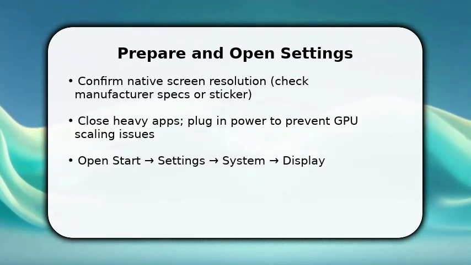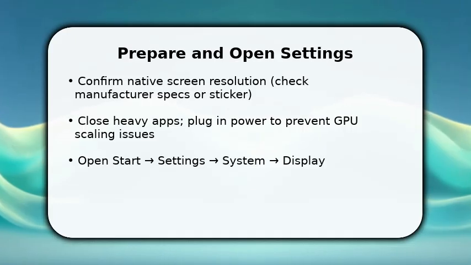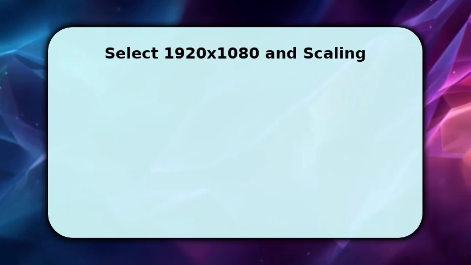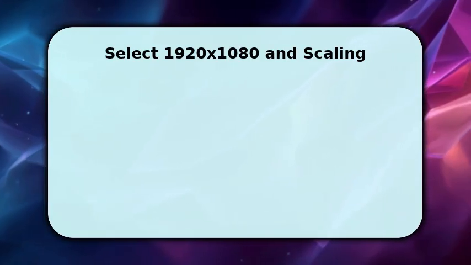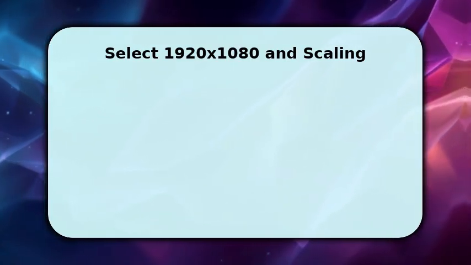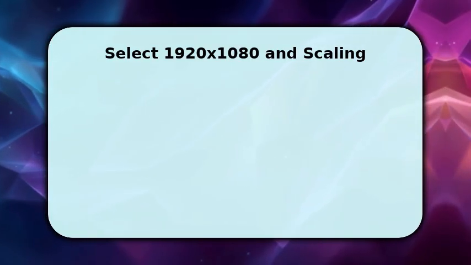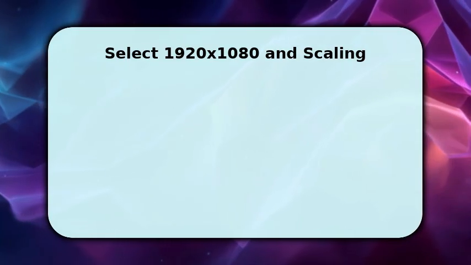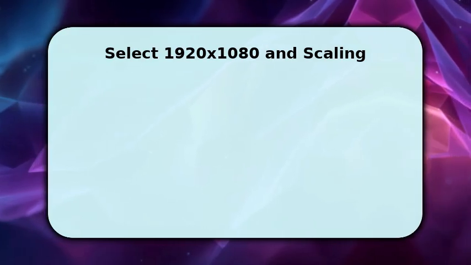You now pick 1920x1080 from the resolution dropdown. Windows will preview the change briefly. If text or UI looks too small, adjust scale to 100% or 125% depending on your display size. Scaling preserves readability while keeping the correct pixel layout.